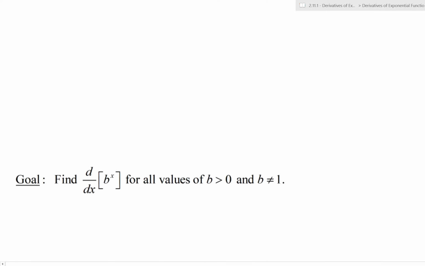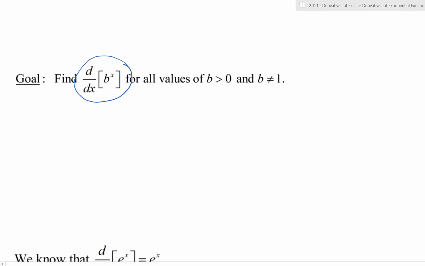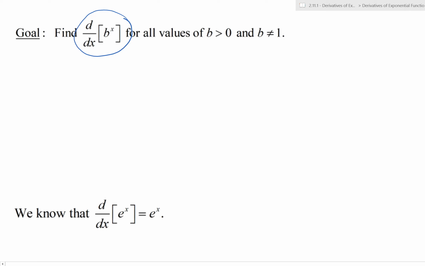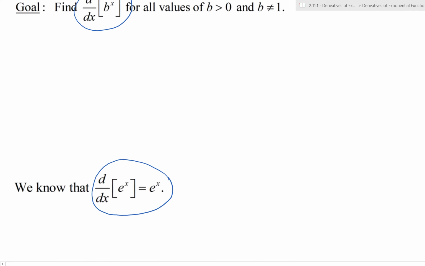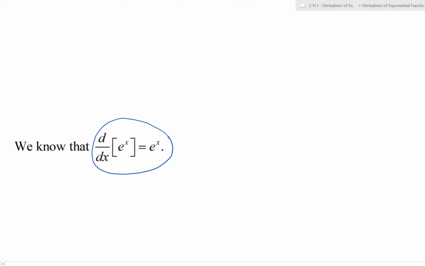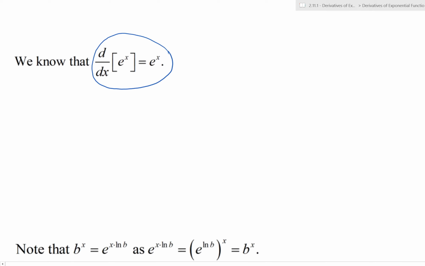Now, the goal is to figure out what the derivative of a general exponential function, b to the x, with respect to x is, assuming again the base b is positive and not equal to 1. Remember, we already have one of these established. The derivative of e to the x is, of course, e to the x. So we're going to use that along with the inverse properties to come up with our general formula.